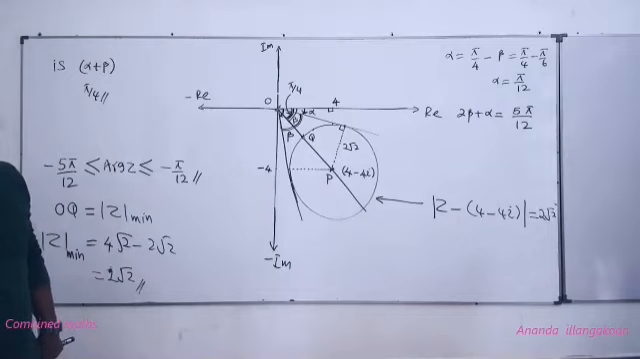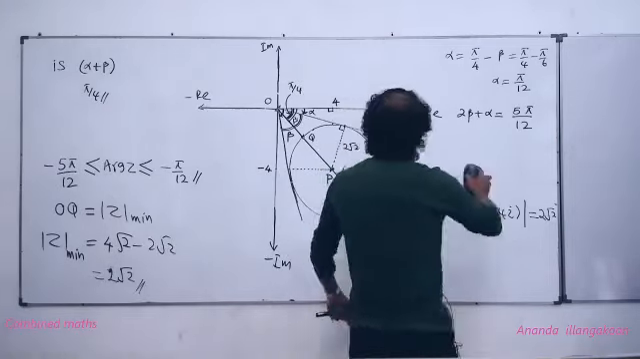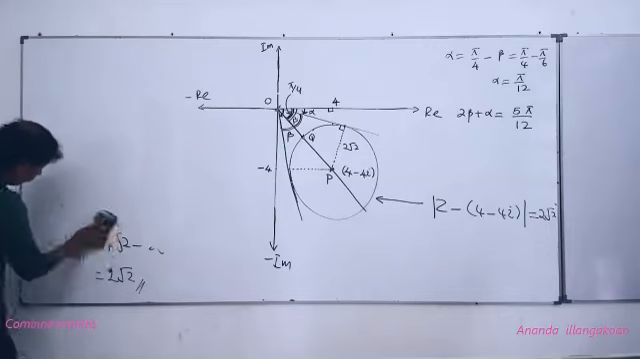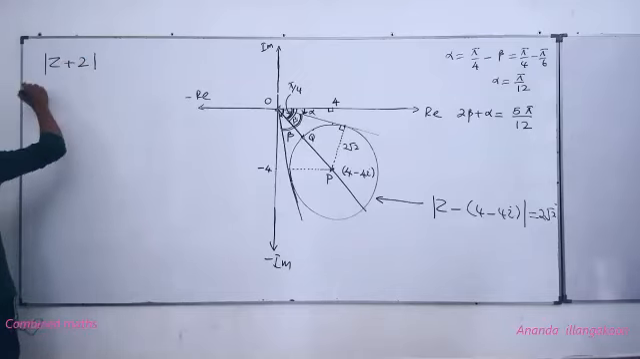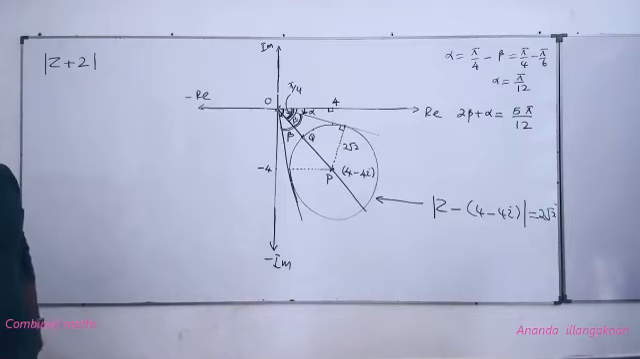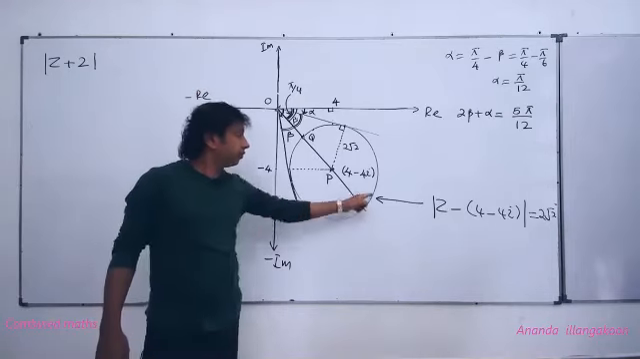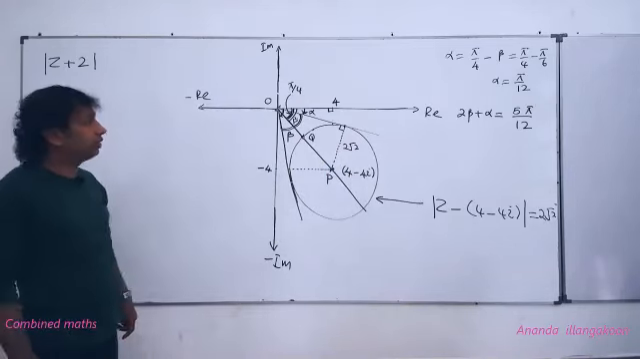And next one, also find the minimum and maximum of modulus of z plus 2. Minimum and maximum of modulus of z plus 2. Is it modulus of z plus 2, minimum and maximum value? People, what is this? Is it any complex number on the circle? Then that is a complex number on the circle. Then what is modulus of z plus 2? How to understand this?